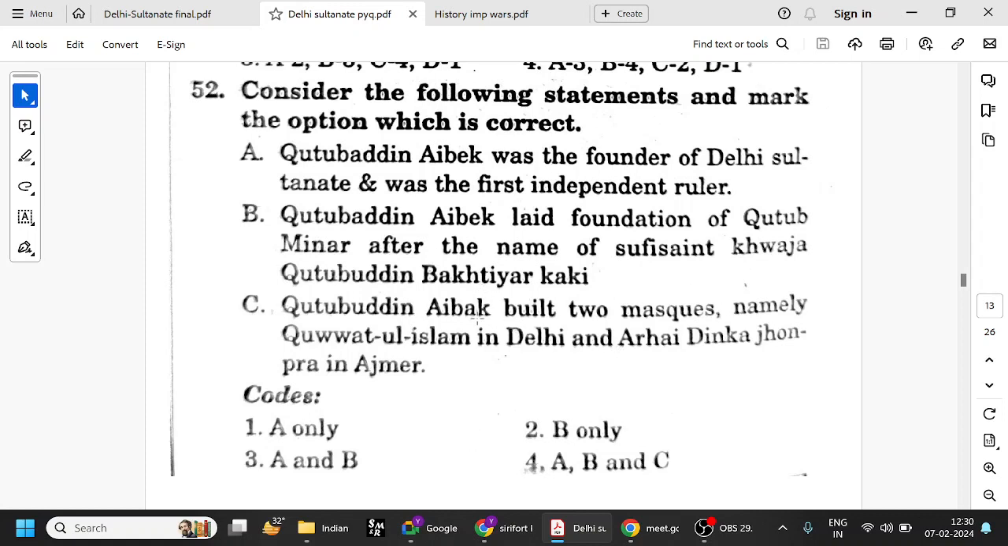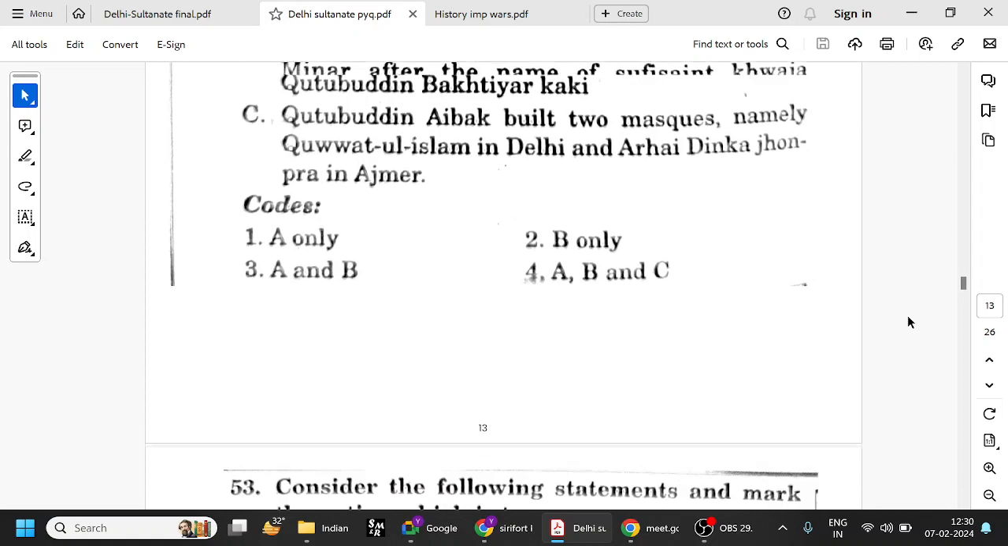So he built two mosques. The first one is Quwwat-ul-Islam, we have seen, and Adhai Din Ka Jhonpra. Adhai Din Ka Jhonpra means that which is built in two and a half days. Those are two very important mosques of Qutbuddin Aibak. Also, Adhai Din Ka Jhonpra is in Ajmer, and Quwwat-ul-Islam is in Delhi. So remember all these points. Very important, very standard.